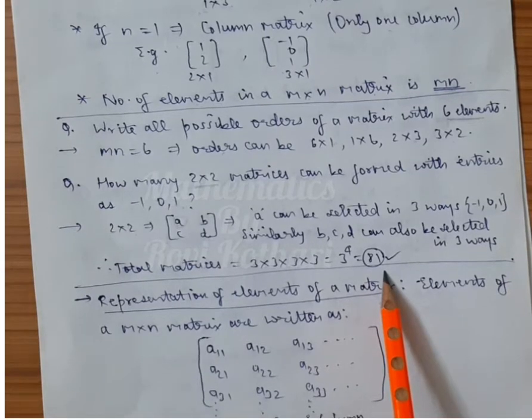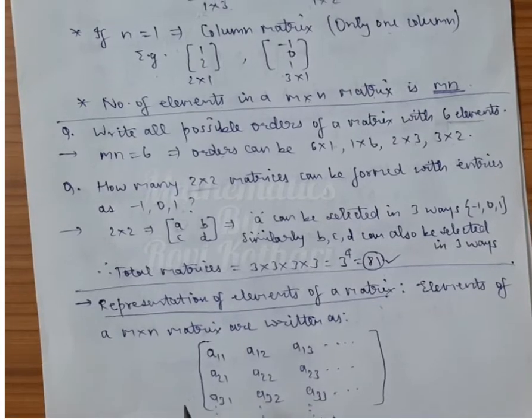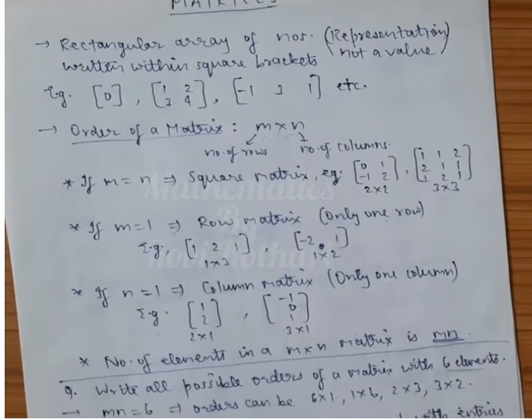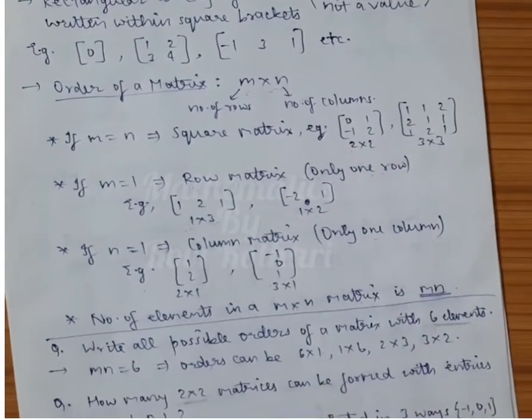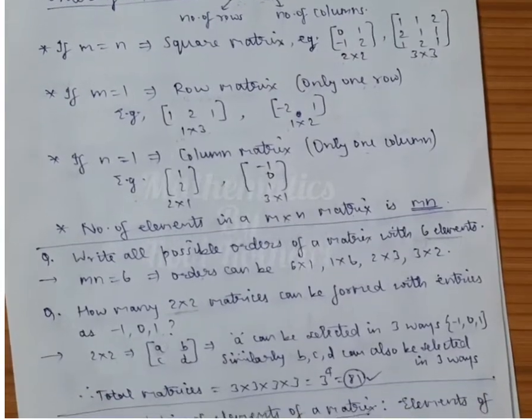Therefore, how many matrices can be formed? 81 matrices can be formed. Okay, so this is the initial portion of matrices. That's the basics of a matrix. What is a matrix? How do you write a matrix? And how do you deal with the order of a matrix? How many elements can be there in a particular order matrix?